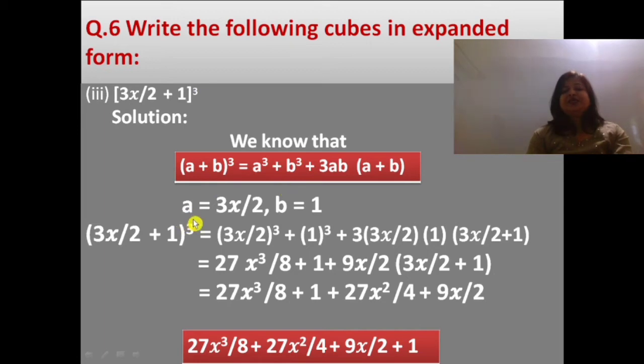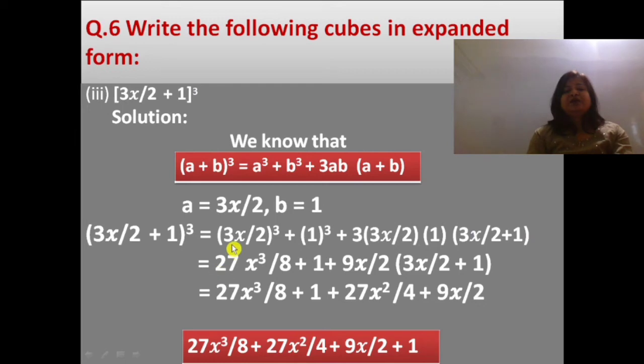Here we are seeing a = 3x/2 and b = 1. Now we will put the values of a and b in this whole formula. So (3x/2 + 1)³ = (3x/2)³ + 1³ + 3ab, that means 3 into 3x/2 multiplied by 1, that means 3ab multiplied by (3x/2 + 1), that means (a + b).